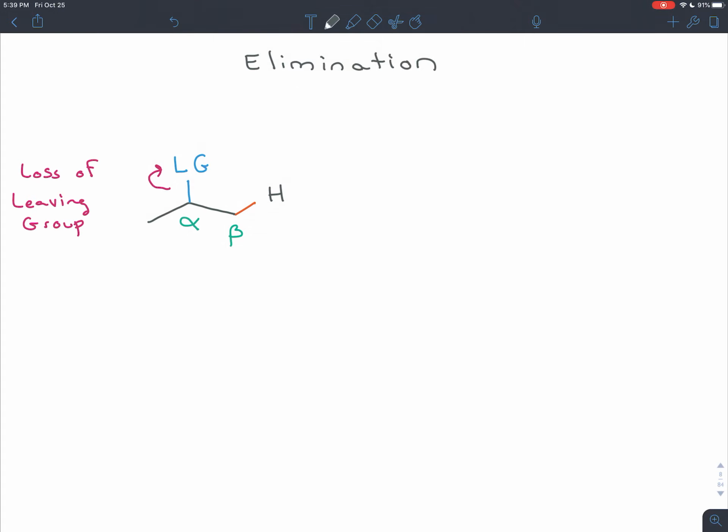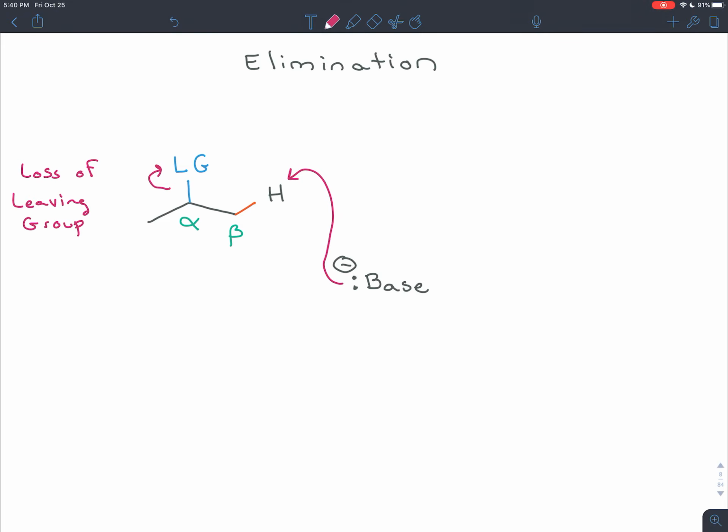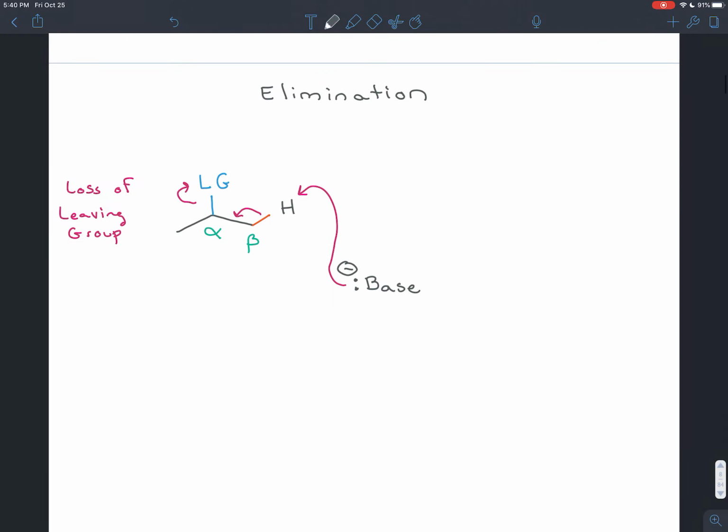Now, if we want to remove a hydrogen from a molecule, we need a molecule that is going to accept that H+. Well, a molecule that accepts an H+ is a base. Bases accept protons. They accept H+. So the base can steal the hydrogen. Notice this is going to be a proton transfer. And the electrons that were keeping that hydrogen on the molecule can go to kick the leaving group off. So this second curved arrow pattern is proton transfer.